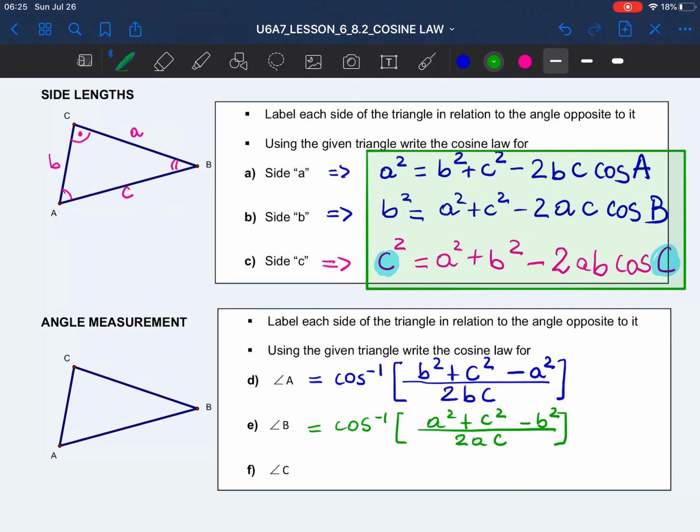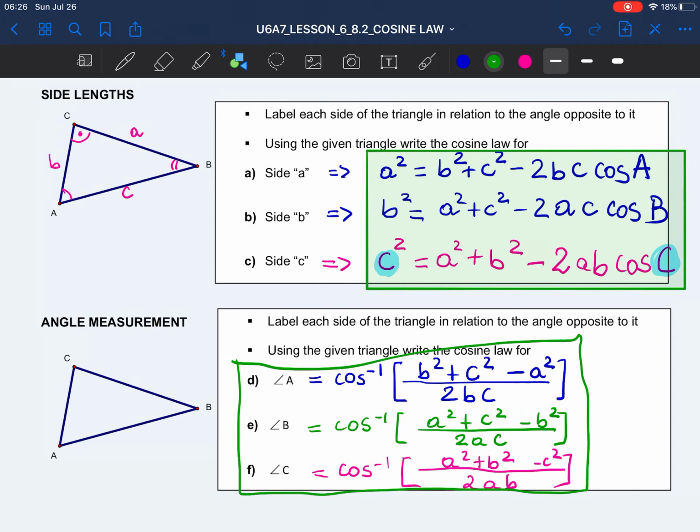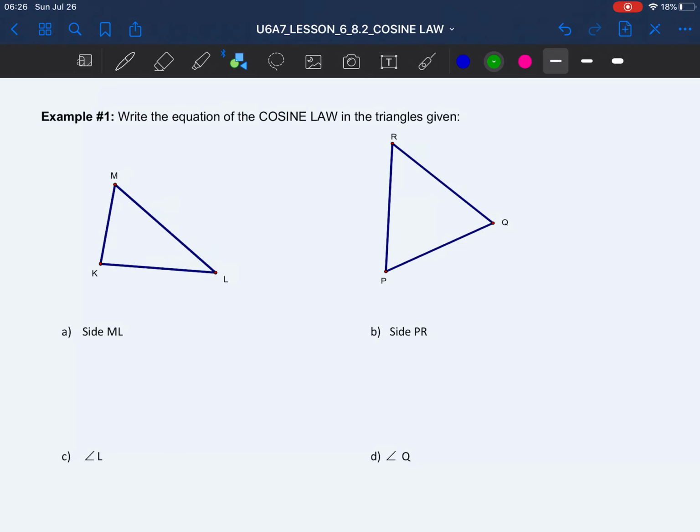And last but not least, the angle C. We have inverse cosine. Open big brackets. Big fraction line. We're finding angle C, which means that we must subtract C squared at the end. And down here we'll have A squared plus B squared, so the sum of the squares of the other two sides, divided by 2AB. So these are all the cosine formulas that help us find angles in non-right angle triangles. So let's take a look at some examples where we use the cosine law.